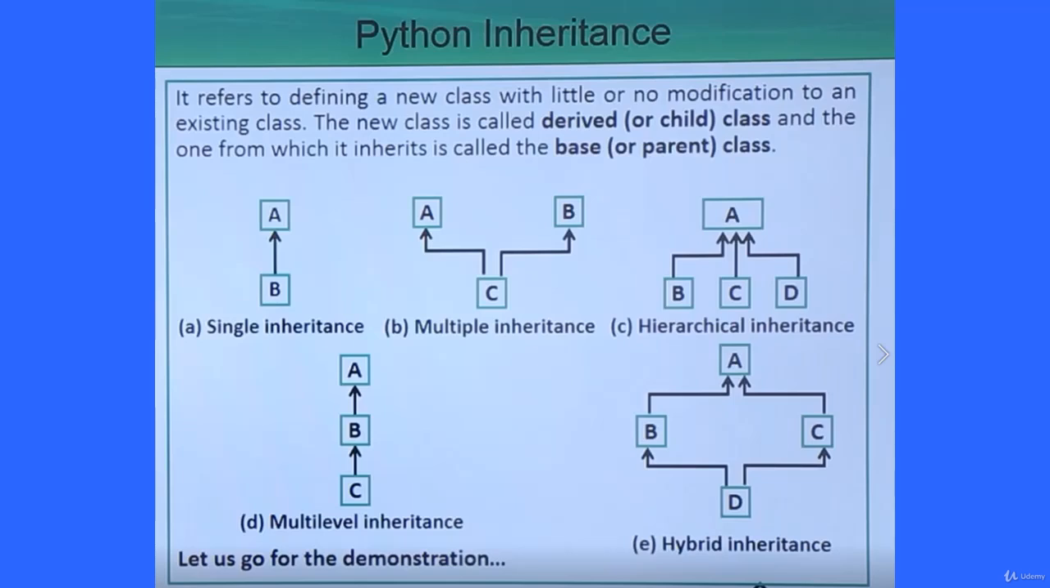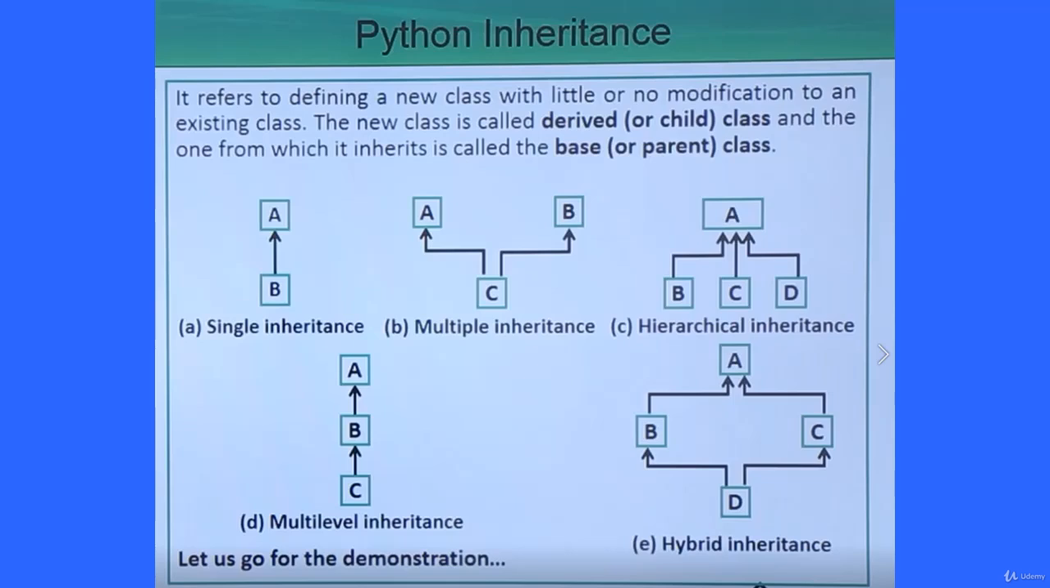The new class is called the derived class, also known as the child class, and the class from which it inherits is known as the base class or the parent class. We have multiple different types of inheritance. How many types of inheritance are there? There are 5 types.